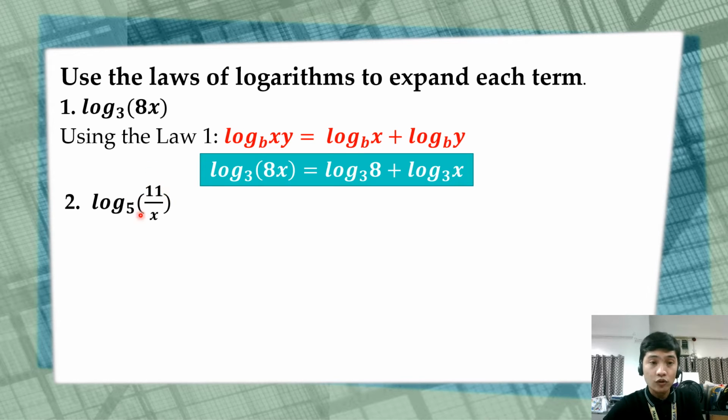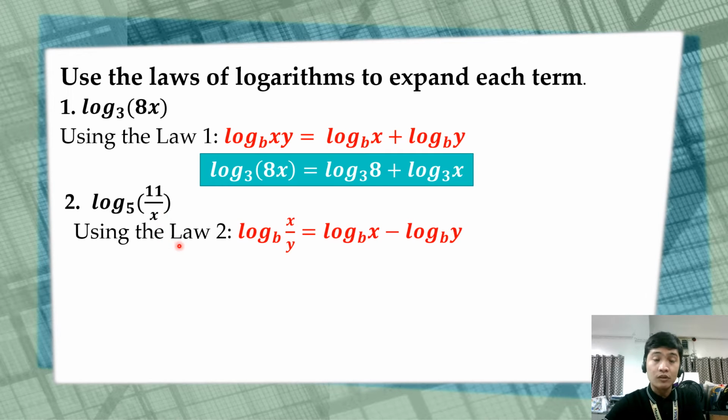Now, if you will try to check, the expression involved in example number 2 is actually getting the quotient of 11 and x. So 11 over x, or 11 divided by x. In that case, we are going to utilize the second law of logarithm, which is the logarithm of a quotient. It is given by logarithm of x over y base b is equal to logarithm of x base b minus logarithm of y base b.